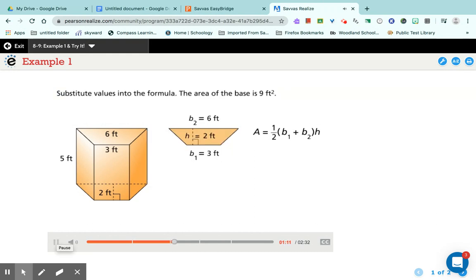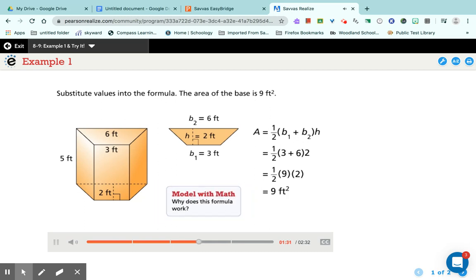Now substitute values into the formula to find the area. The bases, B1 and B2, are 3 feet and 6 feet. The height, H, is 2 feet. Simplify the expression to find the area of the base is equal to 9 square feet.